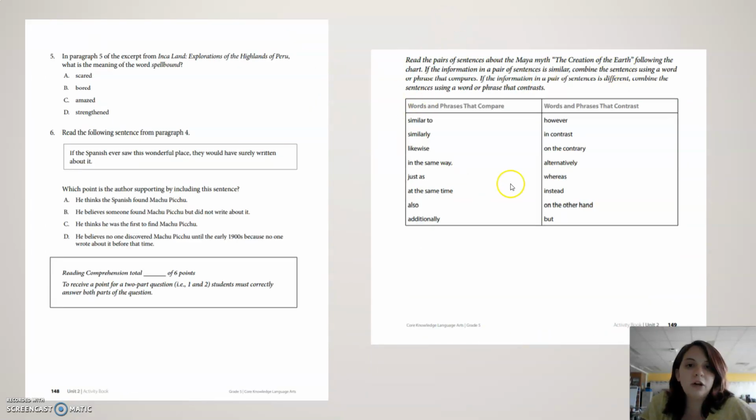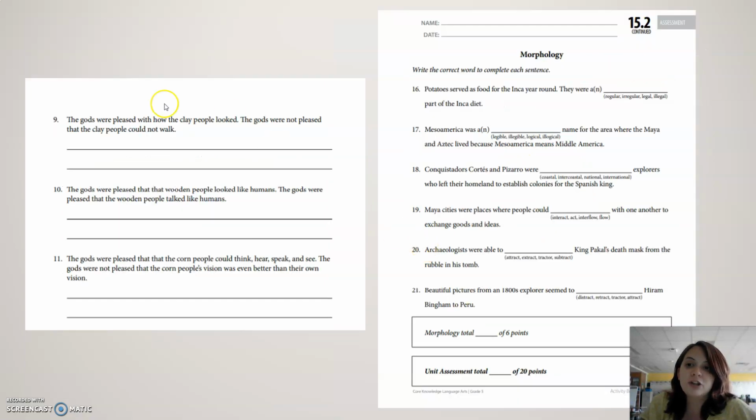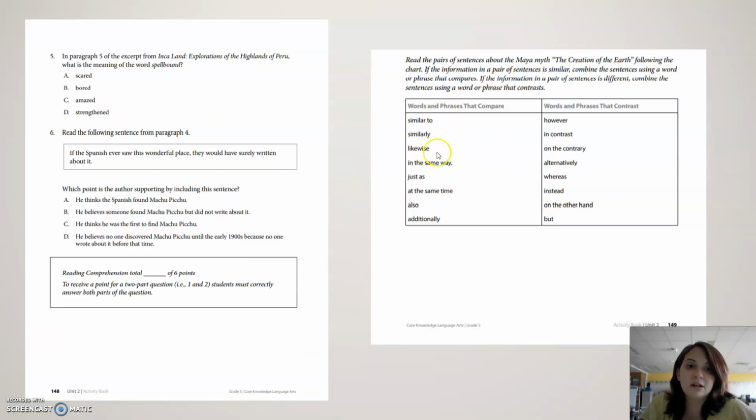When you're done with that, you're going to get to the next section, which is read the pair of sentences about the Maya myth, the creation of the earth, following the chart. If the information in a pair of sentences is similar, you're going to combine the sentences using a word or phrase that compares. If the information in the pair of sentences is different, combine the sentences using a word or phrase that contrasts. So we provided the chart for you. So when you read the following sentences, you're going to determine if the sentences provided are similar or different and use one of these phrases to compare or contrast to combine them into one sentence.